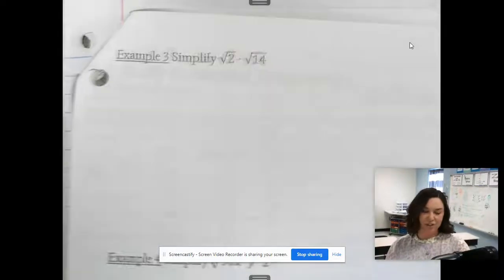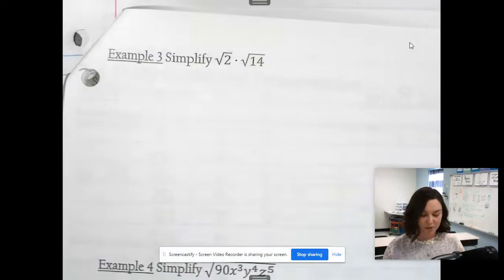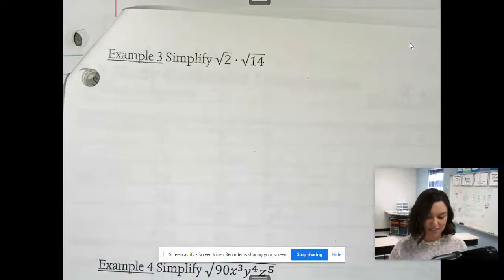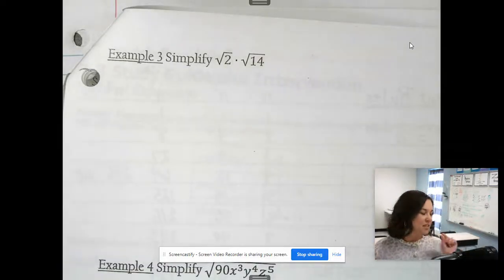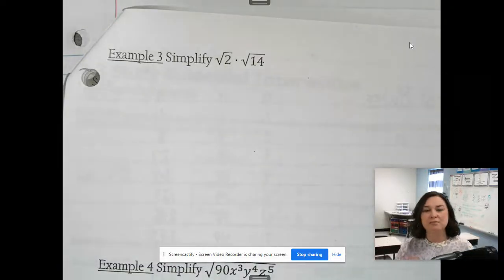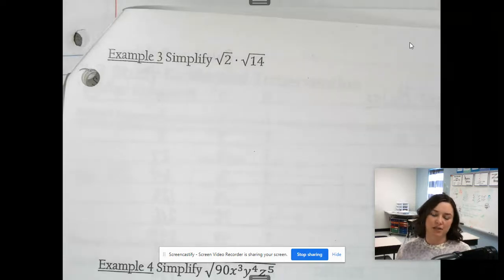Okay, I am starting on page 5 here for some notes. We're going to go up to the top where it says example 3. This is a little bit with multiplying here. We're going to get more into multiplying later this week, but I do want to show you this one example here. And then we're going to do what to do if there are variables under that square root.